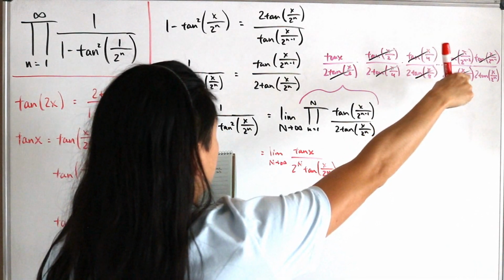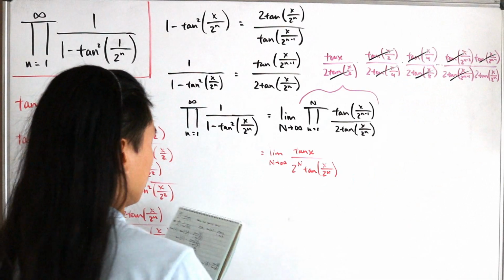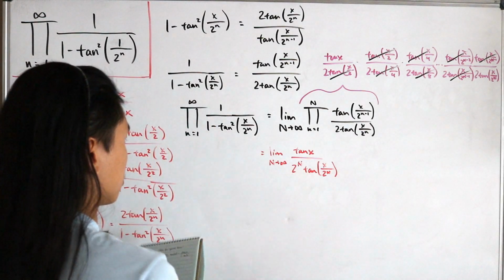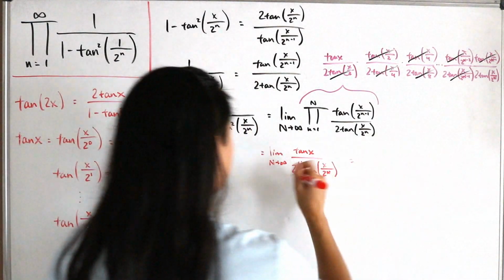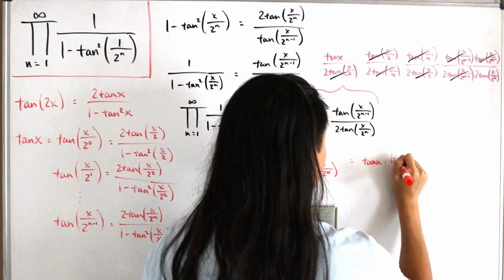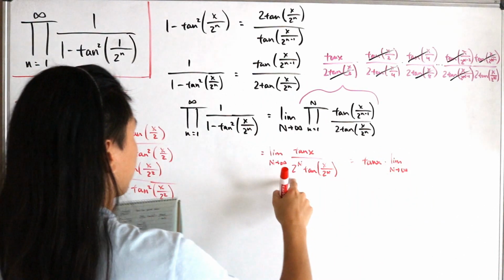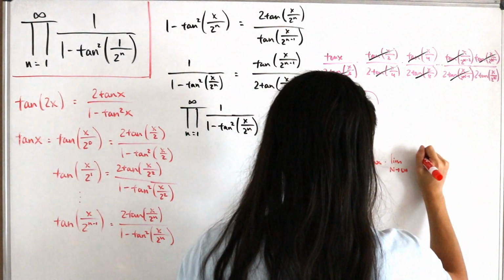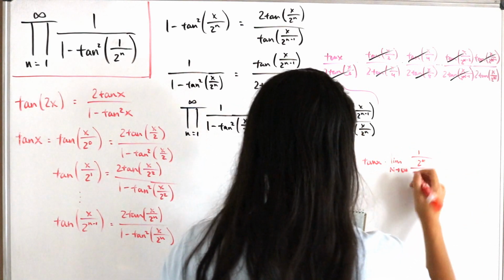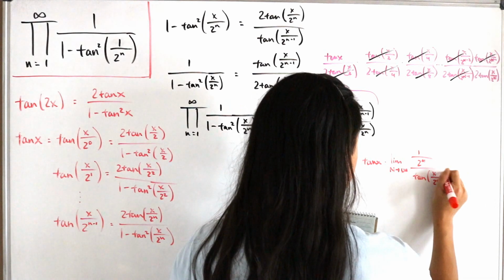My mistake, I should have changed this instead of lowercase n to capital N. So let me fix that error first. Now our limit for this, of course, tangent x can go outside because it does not depend on our capital N. So we have tangent of x multiplied by the limit as capital N approaches infinity. Let me write this a little bit differently. This is going to be written as 1 divided by 2 to the power capital N, and then under that fraction, we're going to have tangent of x divided by 2 to the power capital N.